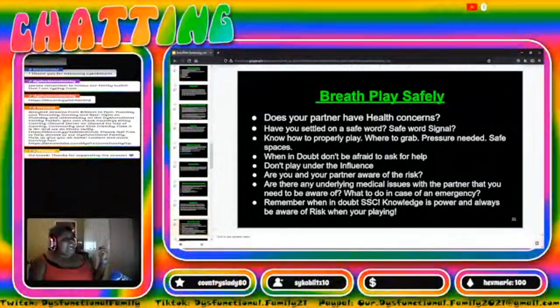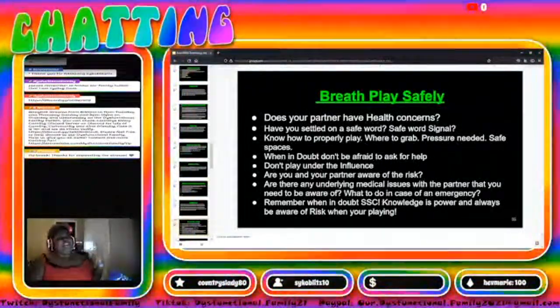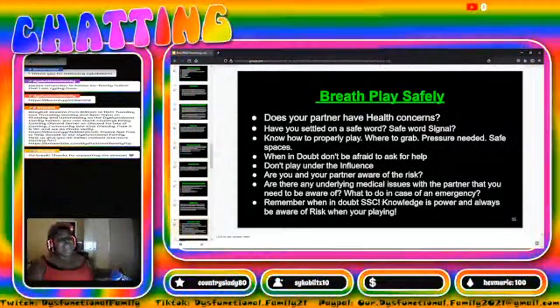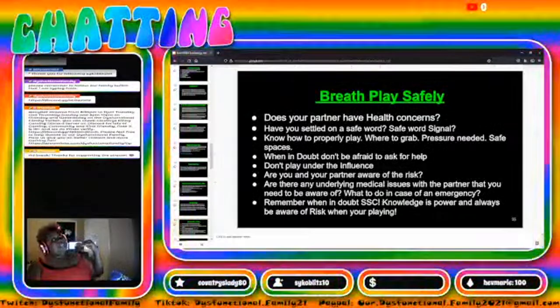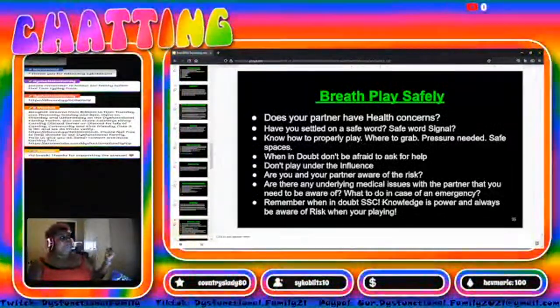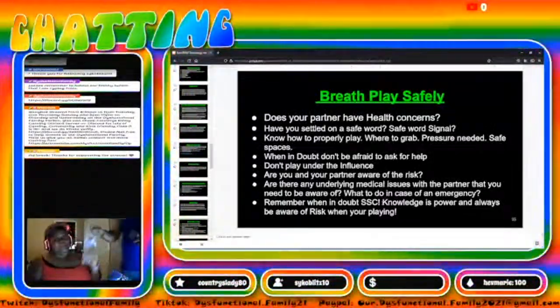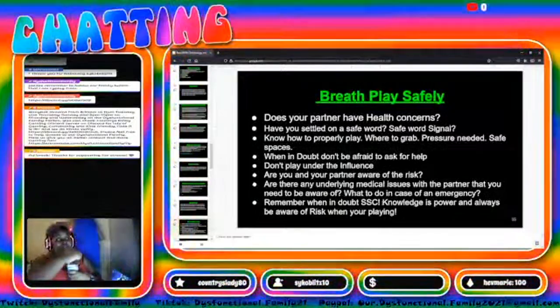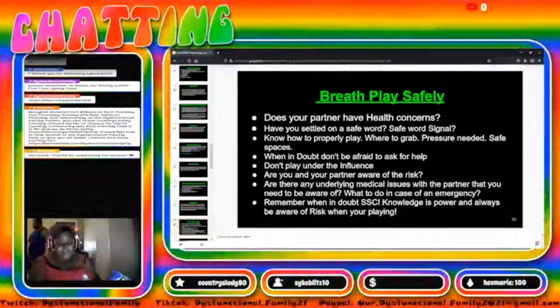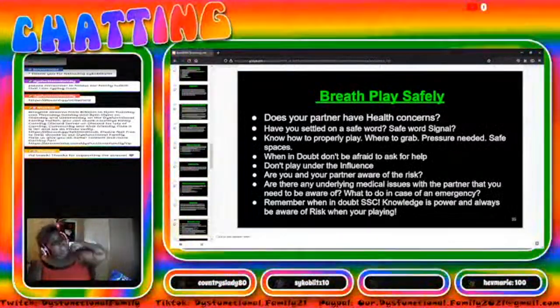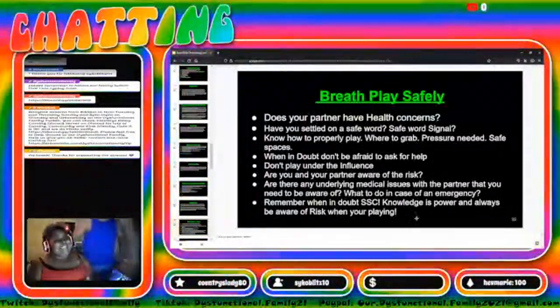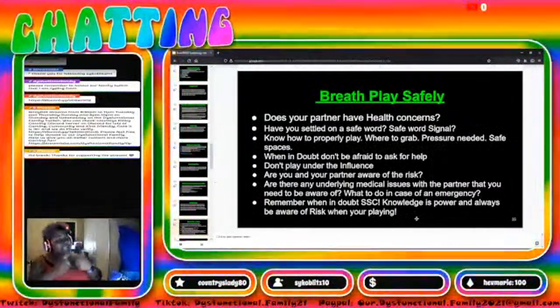Are there any underlying health issues that you need to be aware of, and what to do in case of an emergency? I know that if my partner has asthma, I'm going to want to make sure that I have their inhaler. I have everything I need in case something goes wrong. And always remember SSC, knowledge is power: safe, sane, consensual.